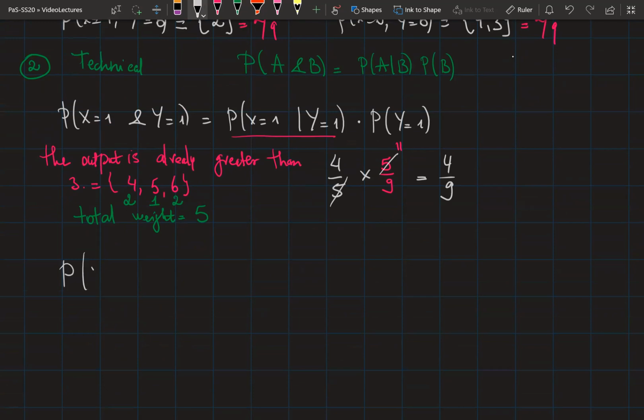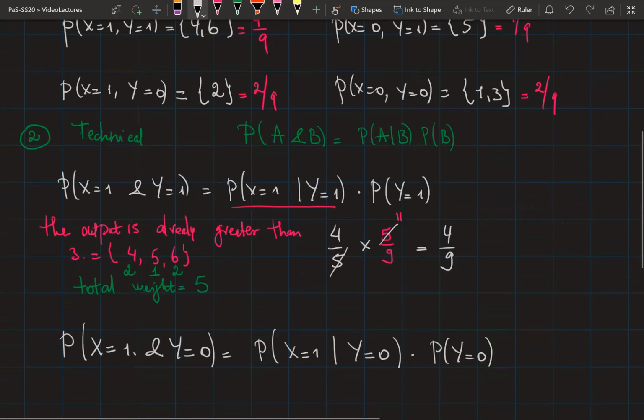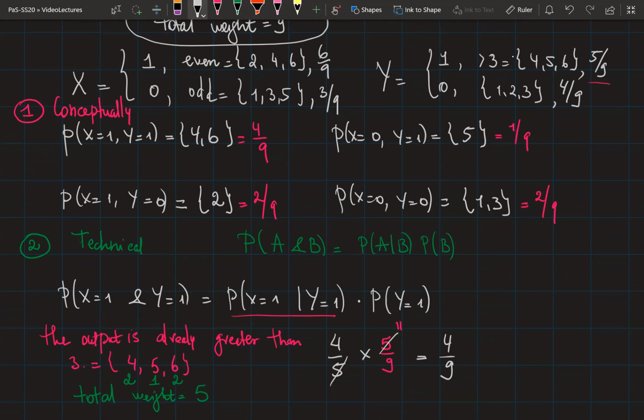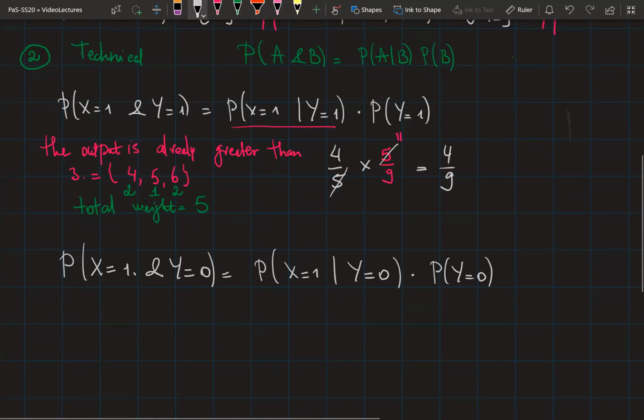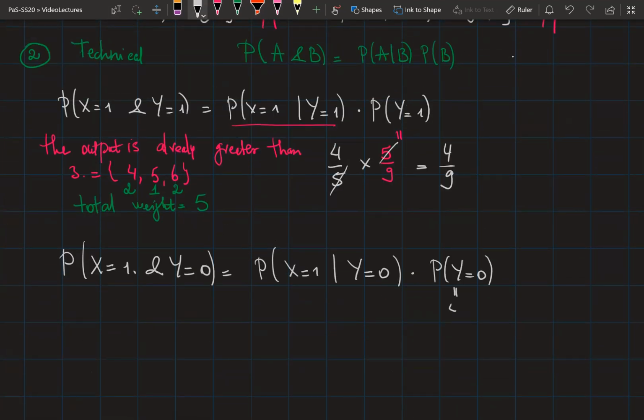So the probability of X is equal to 1 and Y is equal to 0. In this case, we need to find the probability of X is equal to 1, if Y is equal to 0, multiplied by the probability of Y is equal to 0. So again, probability Y is equal to 0 means that the number is less than 3. Its probability is equal to 4/9. Right? So now again, less than 3 means that the outputs are 1, 2, and 3.